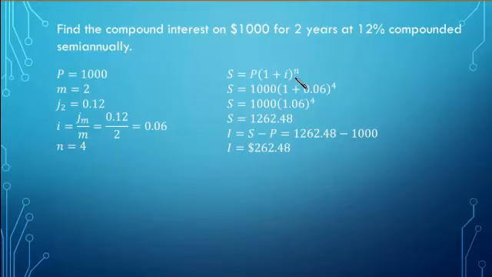We simply substitute into it 1,000, 1 plus 0.06. Remember, this is the interest rate for each conversion period. And then this is the number of conversion periods we have. So this becomes 1,000 times 1.06 to the 4th power. You need to know to use your calculator to calculate this. Once we have the accumulated value, the interest is simply the difference between the accumulated value and the principal, which gives us $262.48.